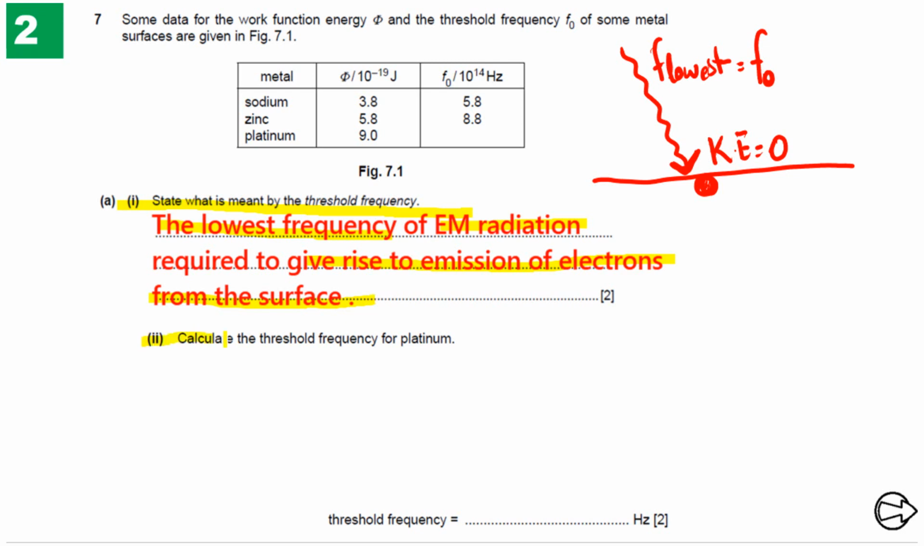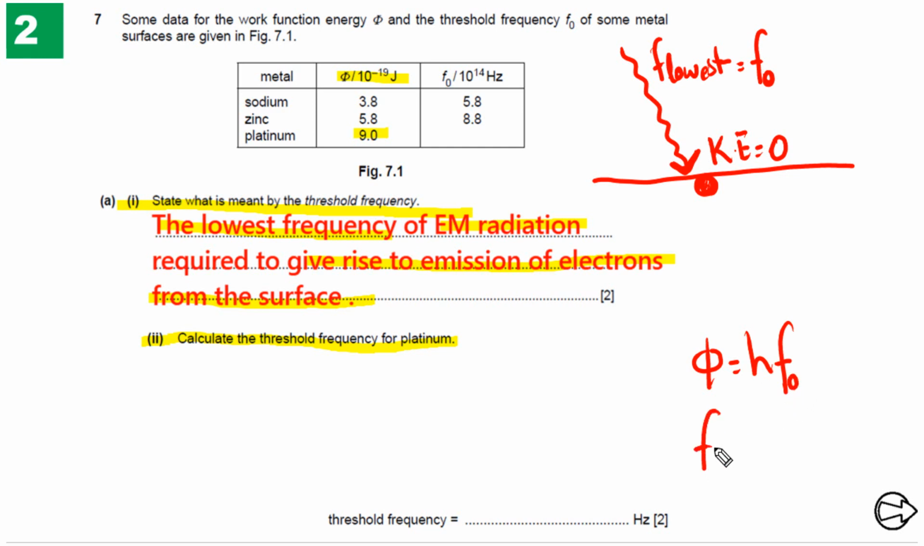The next part is asking us to calculate the threshold frequency for platinum, which is this metal. Its work function is given to us, so how can we calculate threshold frequency? The first thing we need to understand is that the work function of a metal is equal to the product of Planck's constant times threshold frequency.